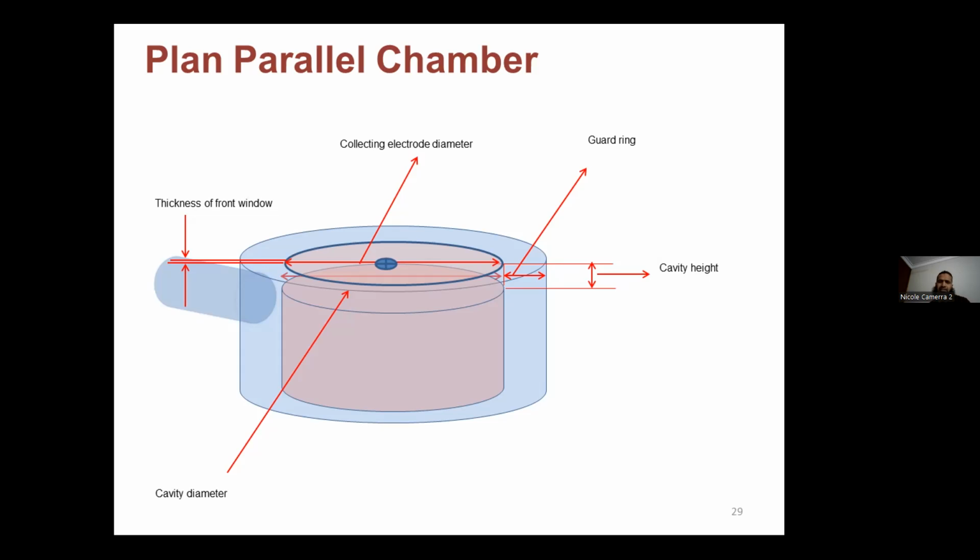So these are the detailed descriptions and bits of information about the guard ring, the cavity, the distance between the collecting electrodes, the effective point of measurement, and details.